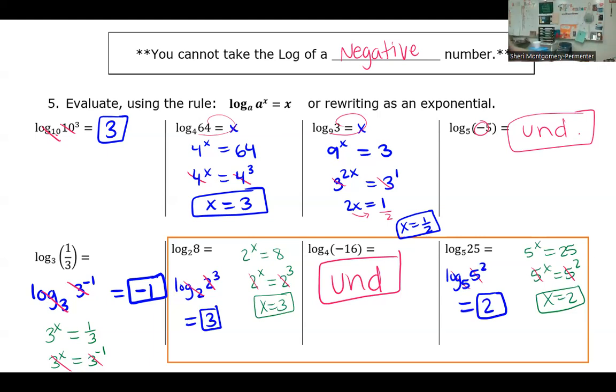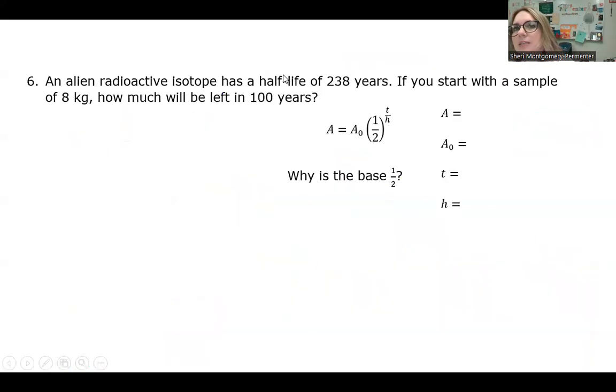We're almost done. So the last thing that we have to do are these word problems. And I know that word problems tend to stress us out. Don't be stressed. It's not a big deal. These are actually probably some of the easiest word problems you'll do all year. So this says an alien radioactive isotope has a half-life of 238 years. Who has taken chemistry? These are half-lives. So half-life of 238 years. If you start with a sample of 8 kilograms, how much will you have left in 100 years?